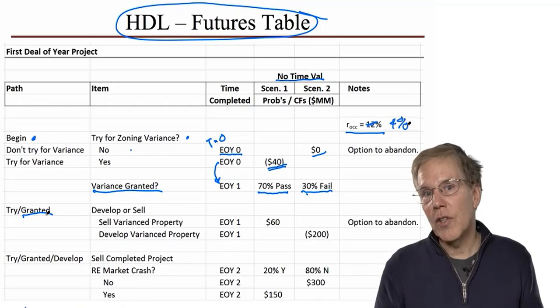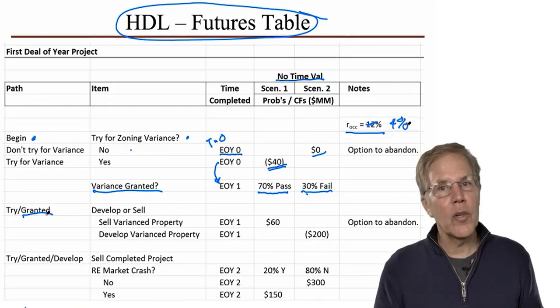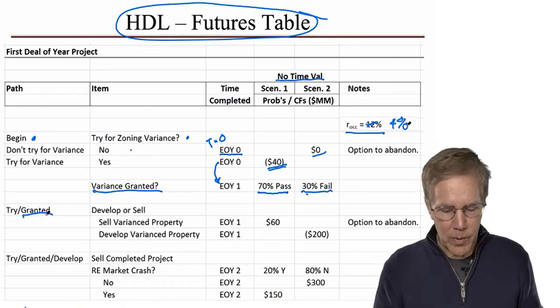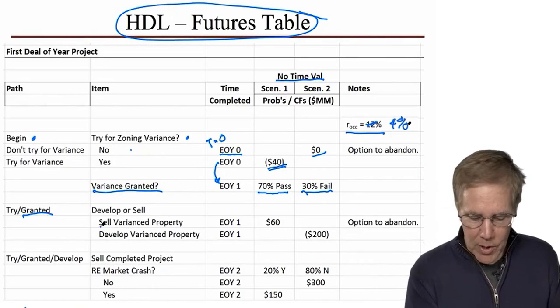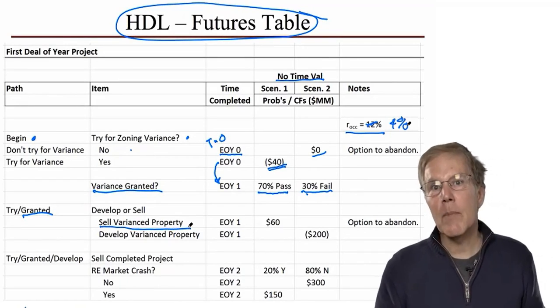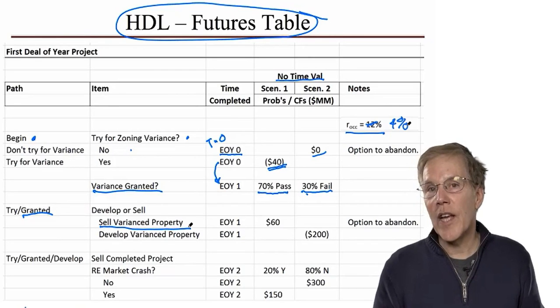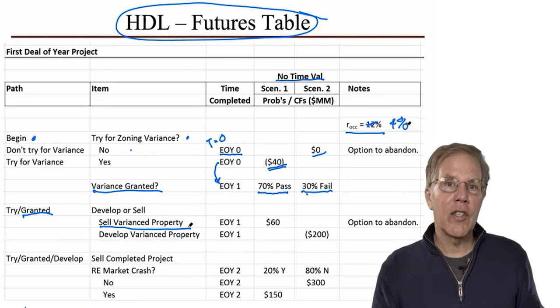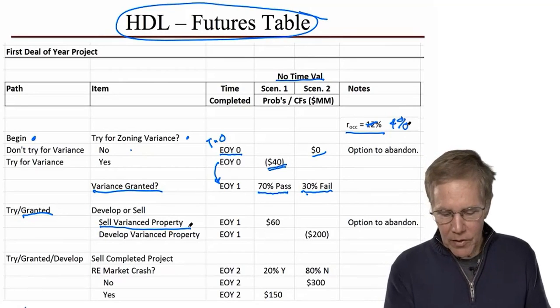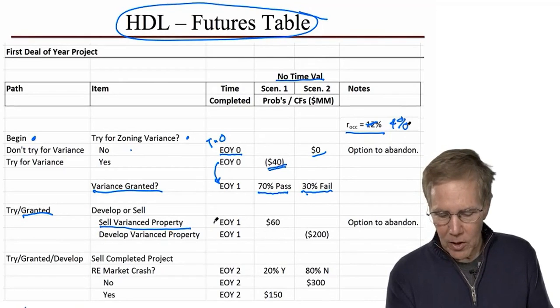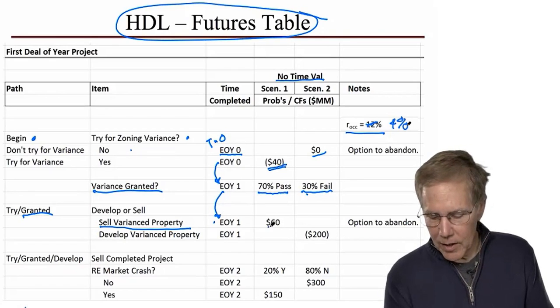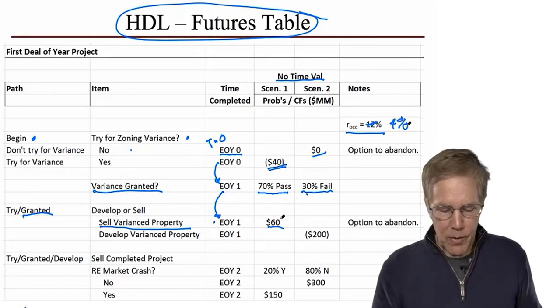But another thing they could do, if they feel like the market is about to turn, or for any reason, if they just have a capital shortage, they need to raise some cash, is sell the variance property. They've added a lot of value to that property just by changing its zoning status. So they could sell it immediately, right after the variance is granted, and they think they could get $60,000 for it.